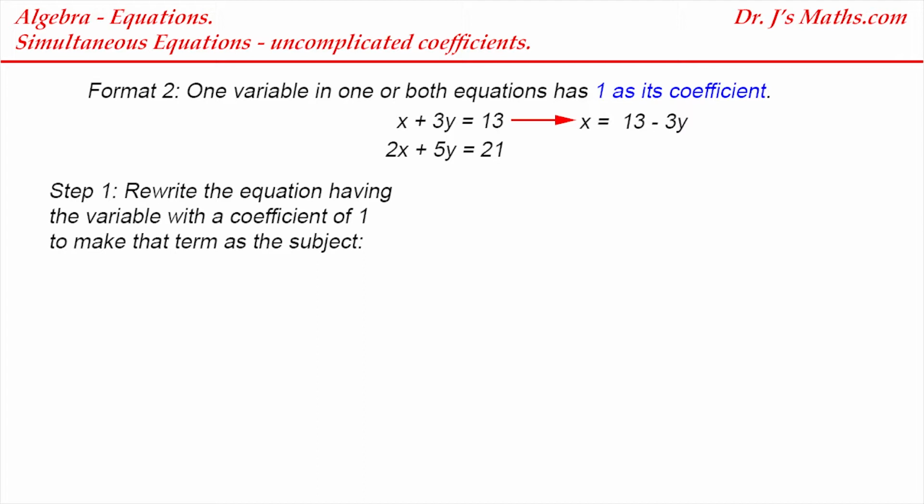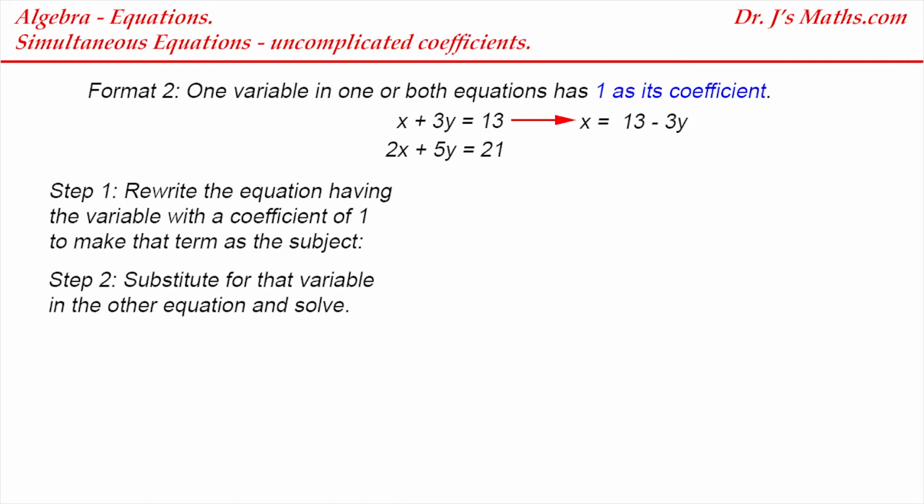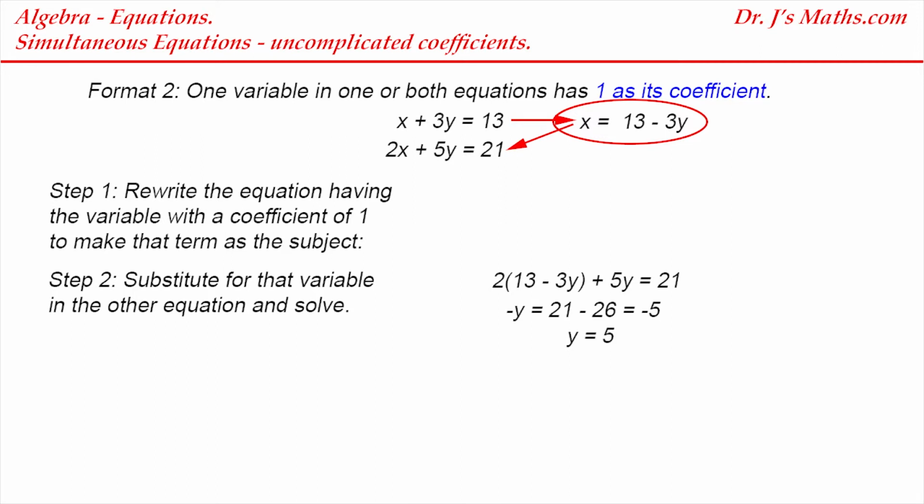So we're looking at the x, we'll take the 3y across to the other side, so we're left with x equals 13 minus 3y. Now we take that equation in step 2 and substitute for that variable in the other equation and solve it. So we take the x, put it in, so we have 2 outside of 13 minus 3y in brackets plus the 5y equals 21.